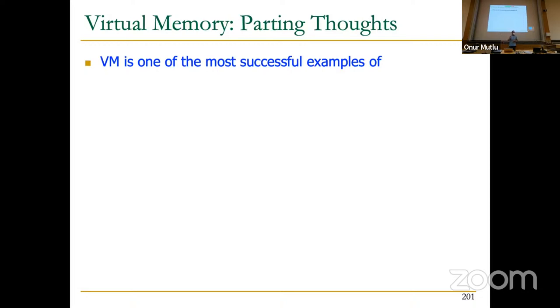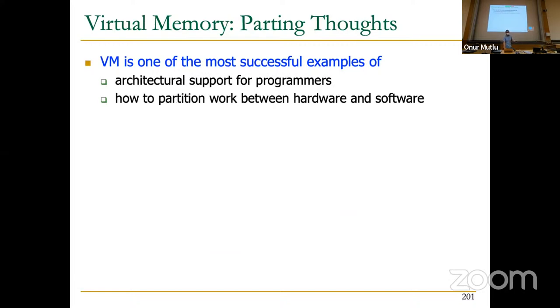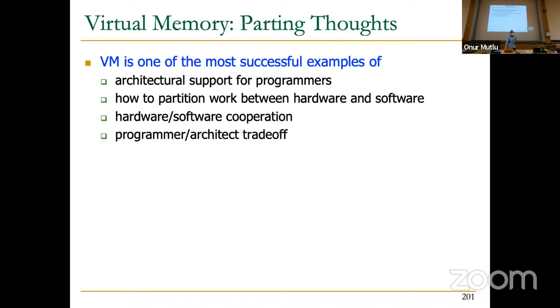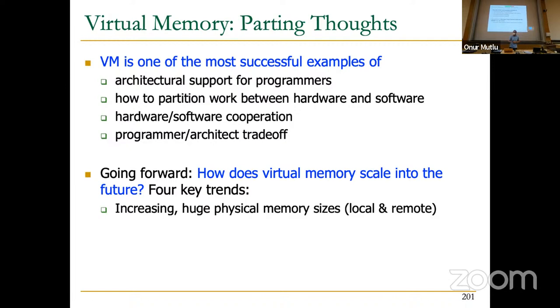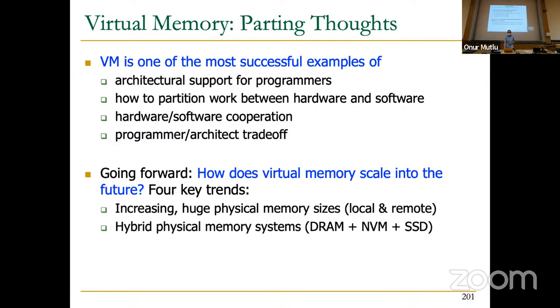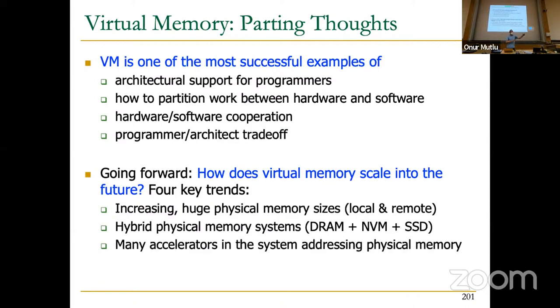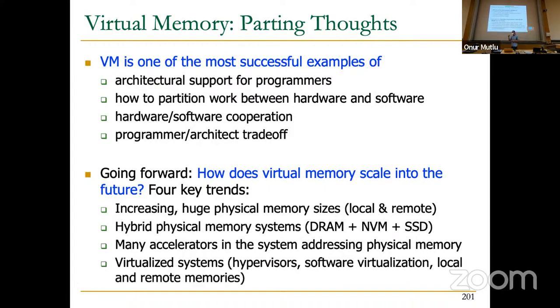Even though it's such a mess, this is one of the most successful examples of architectural support for programmers, of how to partition work between hardware and software, hardware-software cooperation, and the programmer-architect trade-off. But going forward, it's not scaling very well because you have huge memory sizes, local and remote, hybrid physical memory systems, DRAM, NVMe, SSD, which may all map to memory. There are many accelerators accessing this physical memory and virtual memory also. And there are virtualized systems like hypervisors, system software, virtualization, local and remote memories. So it's becoming very, very difficult to keep efficiency with these huge levels of translation. And people are figuring this out right now.